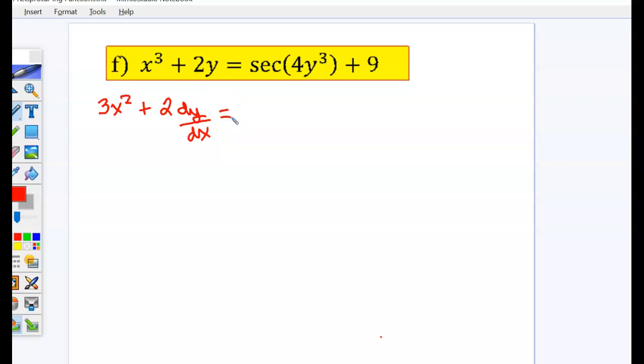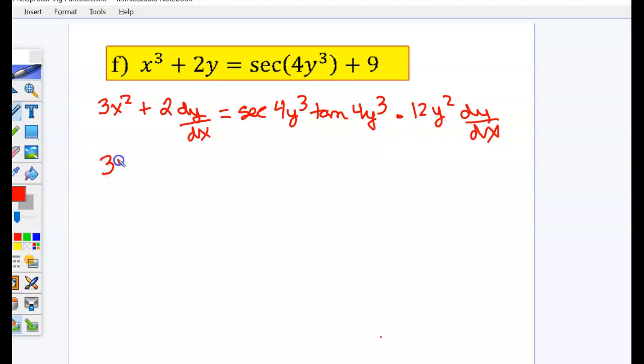The derivative of secant 4y cubed. Well, the derivative of secant is secant 4y cubed tangent 4y cubed times the derivative of 4y cubed, which is 12y squared dy dx. So now you must isolate all the dy dx terms on one side. Okay, so I am going to subtract 2 dy dx to the right-hand side.